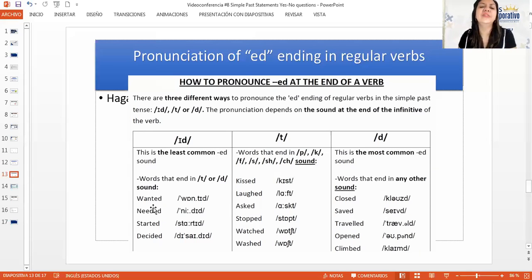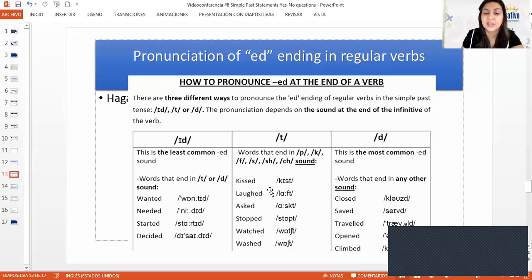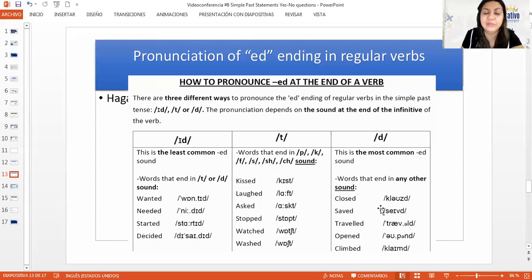Y aquí está resumido. There are three different ways to pronounce the ED ending of regular verbs in the simple past tense. The pronunciation depends on the sound at the end of the infinitive of the verb. Thank you so much for sending the link for Rachel's channel. So this is the least common ED sound, words that end in T. In ED, for example, wanted, needed, started, decided. And then we have words that end in P, K, F, sh, and ch sound. Kissed, laughed, asked, stopped, watched, washed. And the most common is the D sound. Words that end in any other sound, for example, closed, saved, troubled, opened, climbed.